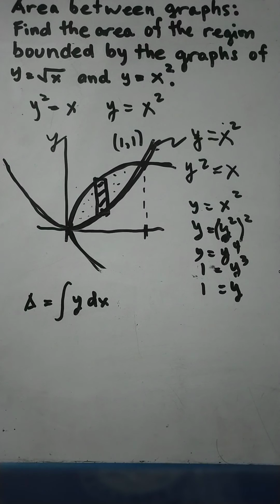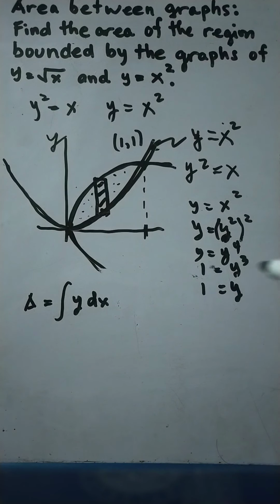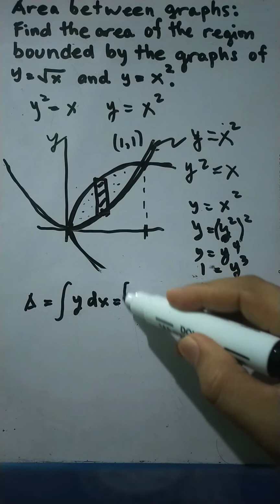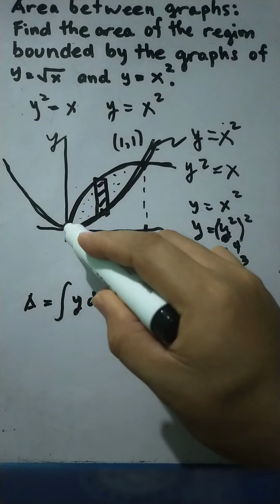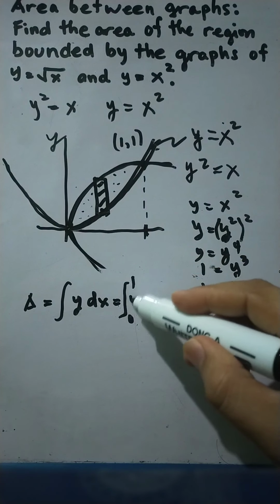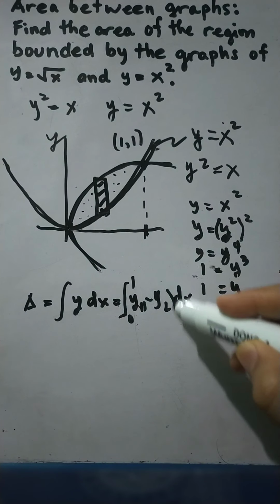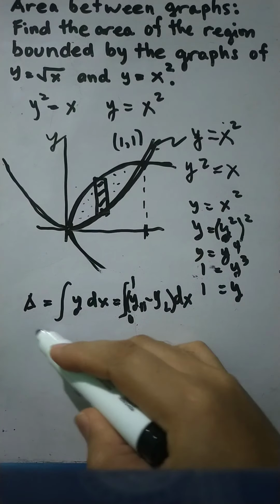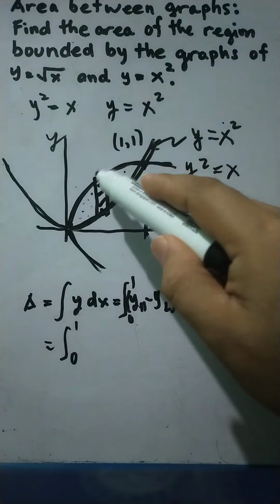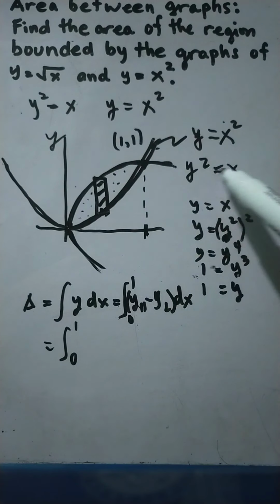Again, that is the value of this point. Therefore, we can declare now our limits. Going back to the area, the limits are from 0, starting from this point, to 1 for x. And then y high minus y low dx. So area is the integral from 0 to 1. What is y high? The value of y high is the y value of this graph, which is the square root of x.